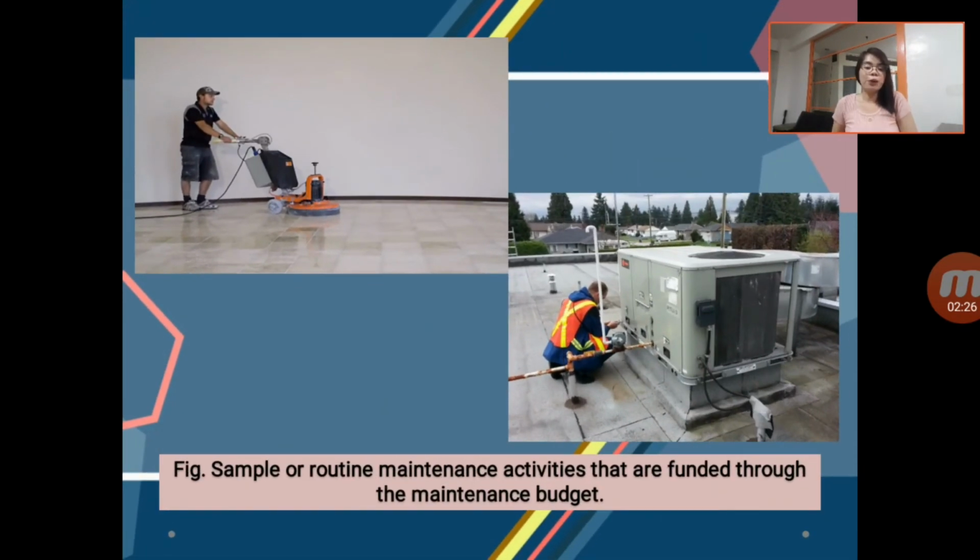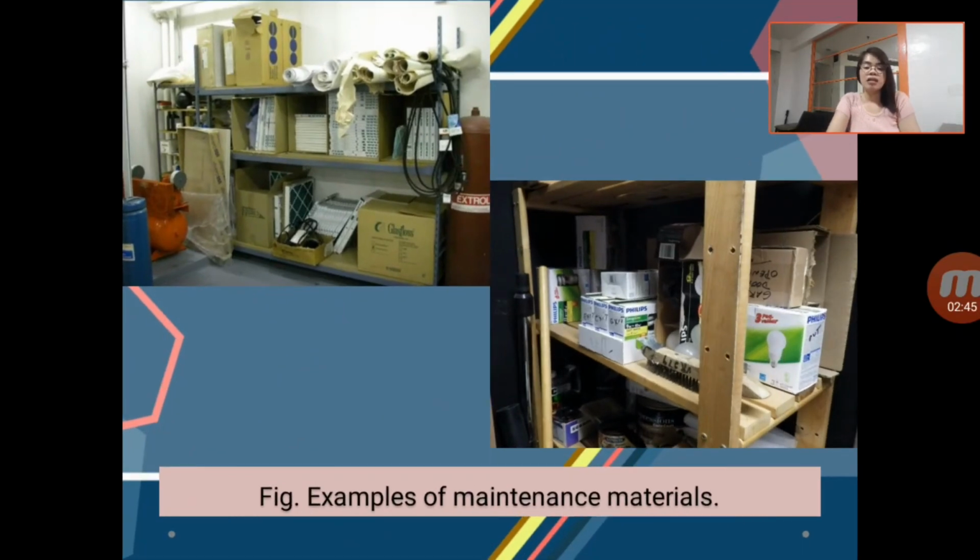So, I do have here some pictures. This one is a sample of routine maintenance activities that are funded through the maintenance budget. We do have here the floor polishing and the servicing of a rooftop HVAC unit. Okay, next is some examples of maintenance materials. As you can see, we do have here some parts for the exhaust, some cables, tiles, some papers, and at the other side, we do have sets of bulbs and also some paints.